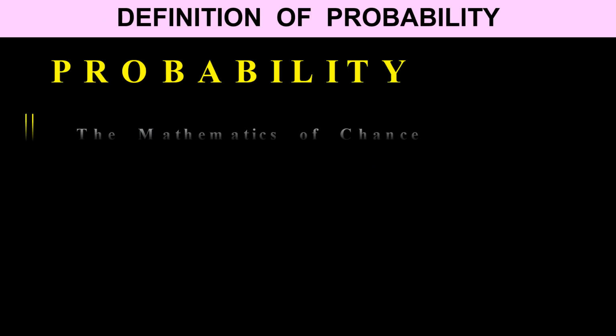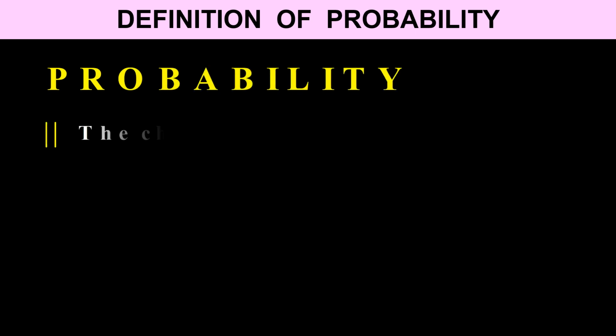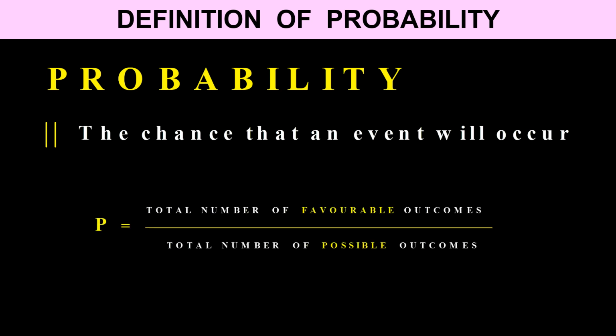What is probability? It is the mathematics of chance that enables us to predict the likelihood of certain occurrences or happenings, and indicates the relative frequency with which we expect an event to occur. Briefly stated, probability is the chance that an event will occur. And to calculate the probability, we take the total number of favorable outcomes divided by the total number of possible outcomes. Now let's look at the definition of some of the terms we've actually used here.